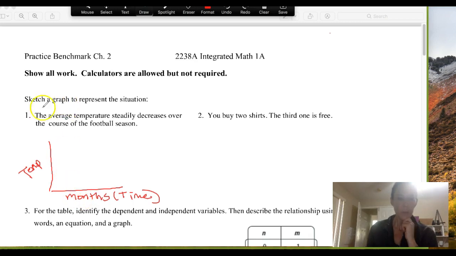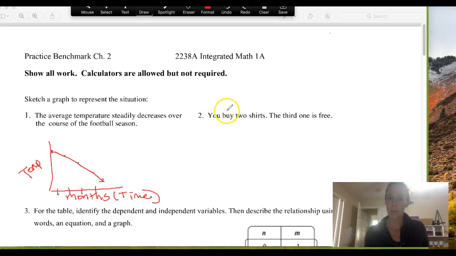Okay, so it might look something like this. Football usually starts in the fall, like August or September, and it ends in November or December. So if the month was August, the temperature is going to be really high. And then as time goes on, September, the temperature gets a little cooler. It's still pretty warm in Southern California. October, a little cooler. November, a little cooler. So it might look something like this. This is what it might look like for the football season. Of course, it would get warmer again, but the football season ends when it's still winter. So that's what that one would look like.